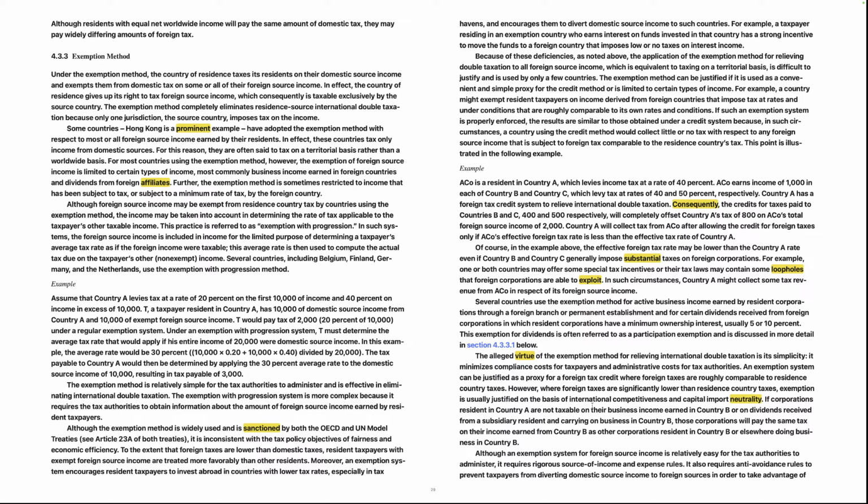those corporations will pay the same tax on their income earned from country B as other corporations resident in country B or elsewhere doing business in country B.